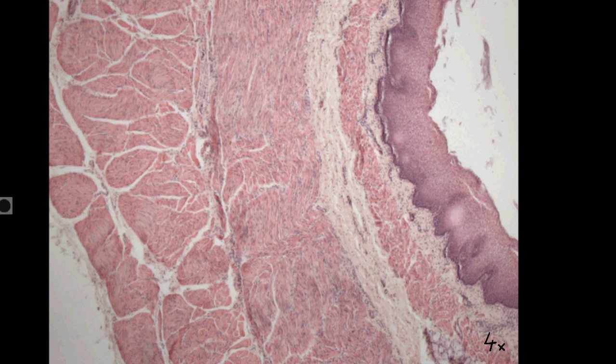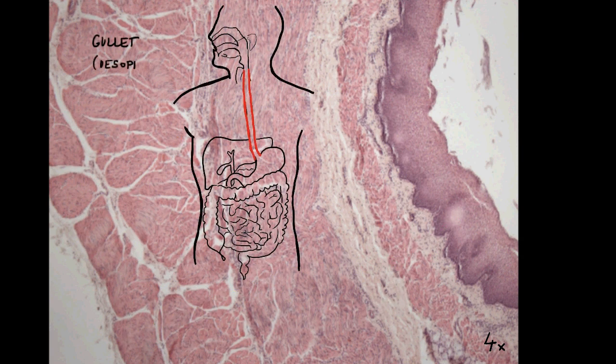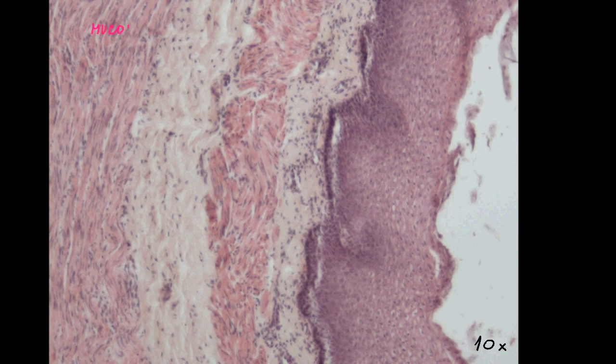The gullet, oesophagus in Latin, is a muscular tube which connects the pharynx and stomach. Mucosa or mucous membrane consists of 3 sublayers: epithelial lining, lamina propria, and muscularis mucosae. The epithelial lining is a layer of non-keratinized stratified squamous epithelium.